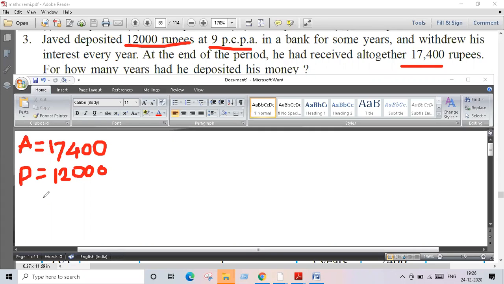Then R. R is what? 9 PCPA, that is 9%. So we require T. T is what? Time किती आहे? If we see here, guys, we have also been given the I. First we'll find out the I. I is what? A minus P. Amount minus principal is your I.